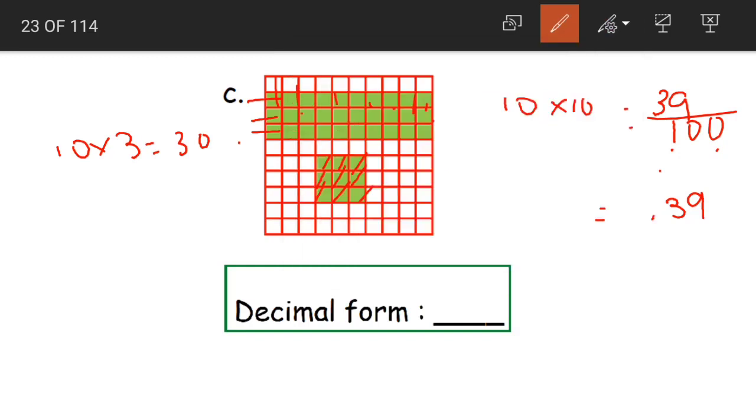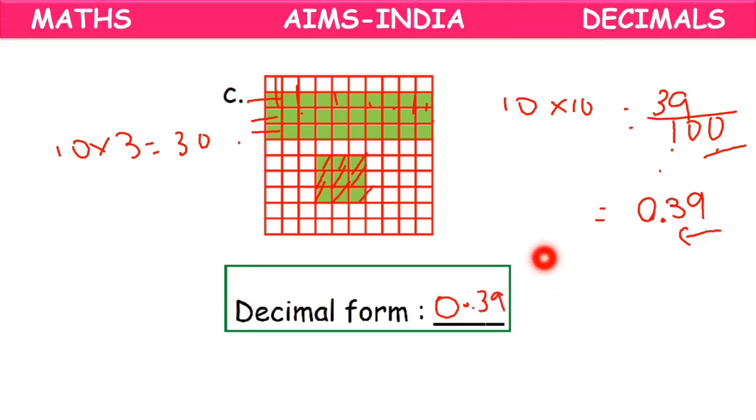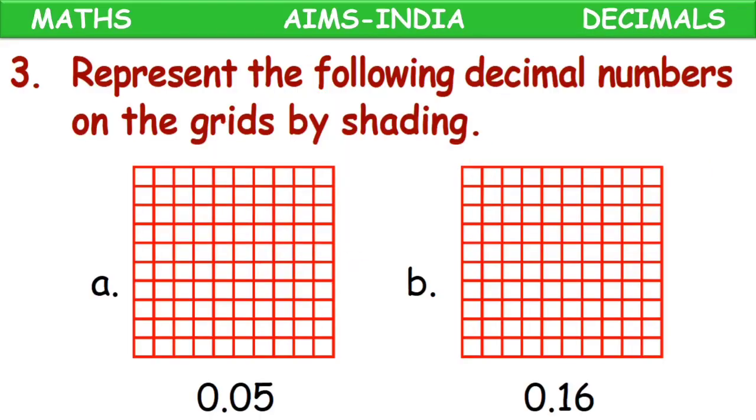How will we write it, children? We place a 0 to the left of the given whole number. So 039 is our number. Now coming to the decimal point, 100 has 2 zeros. So after 2 digits from the right, I will place my decimal point. So 0.39 becomes my decimal number that is representing the given figure. I hope this is clear, children, how to write the decimal form for a given figure which is having a few shaded parts and few unshaded parts.